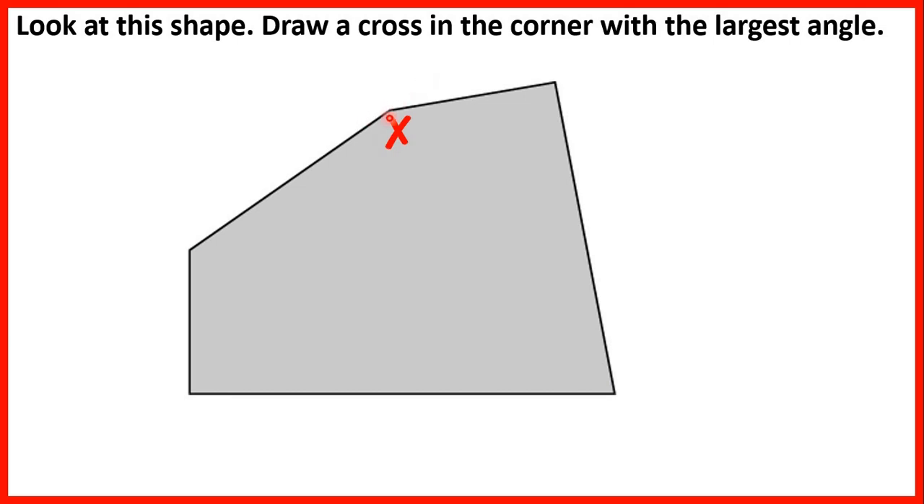Because we can see that this angle here is almost a straight line, whereas, for example, this angle here is much smaller. So our largest angle is here.